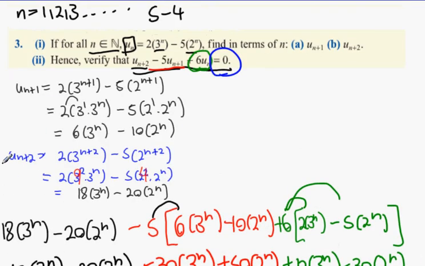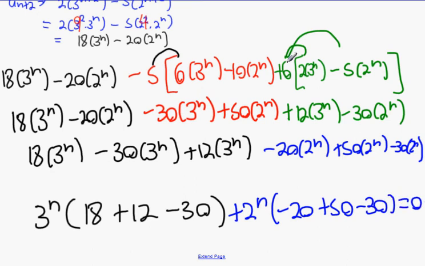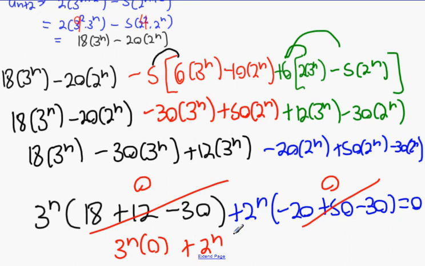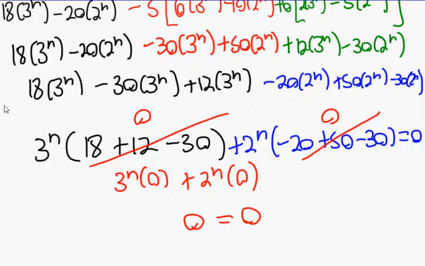Okay, so what's going to happen is, then I'm going to factorise out the 2 to the n. I'm going to put plus 2 to the n. Now, it's minus 2, plus 5, minus 3. And that all has to equal 0. Now, what happens here? 18 plus 12 minus 30? 0. Minus 2 plus 5 minus 3? 0. So it's 3 to the n times 0 plus 2 to the n times 0, and what does that equal? 0. 0 equals 0. It's always going to work out that way. But I have another one of these to do, so don't worry about it if you're not getting it just yet. Okay, try another one.